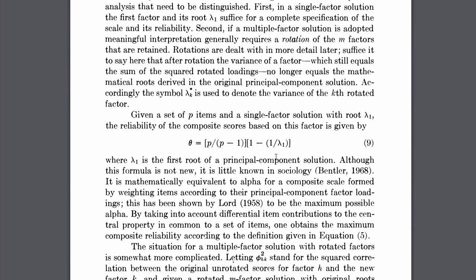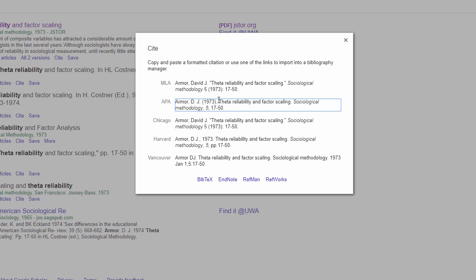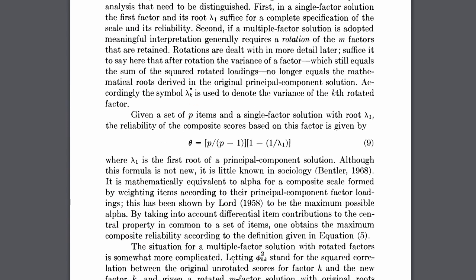And one formula you can use to evaluate or estimate the internal consistency reliability of factor or component scores is this formula here, presented in Armor's paper from 1973, which is entitled Theta Reliability and Factor Scaling, from Sociological Methodology in 1973. So if you scroll down in that paper to Formula 9, you will find a formula that will help you calculate or estimate the internal consistency reliability of factor or component scores.